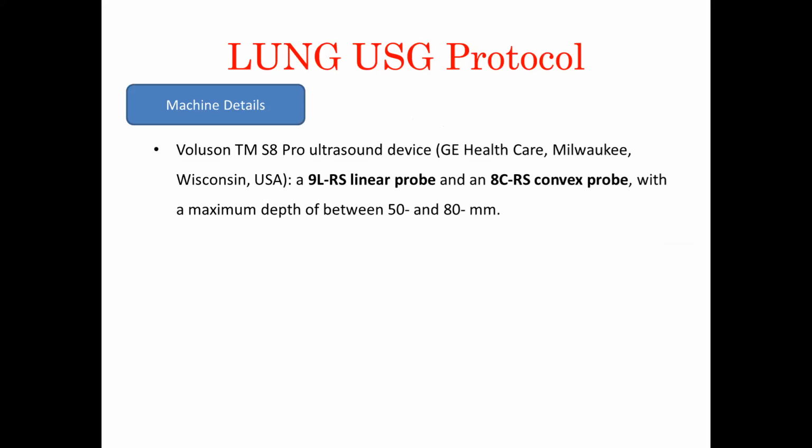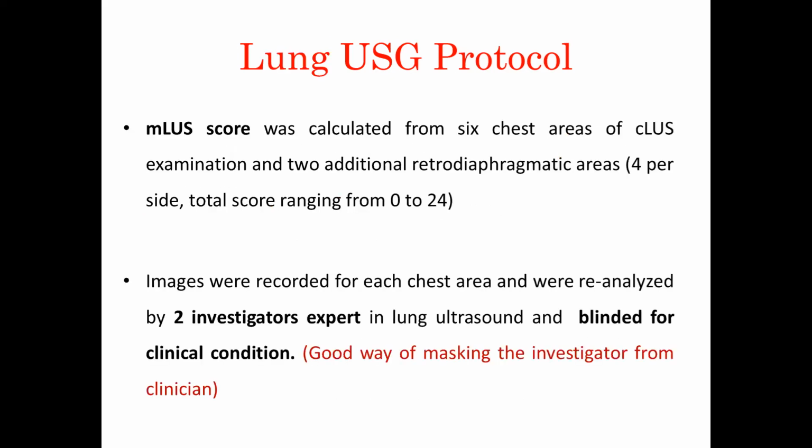The machine they used was the Wolfson TM Pro ultrasound machine with a linear and curvilinear convex probe. In modified lung ultrasound score, as we saw before, the classical 6 views plus 2 additional views were used with 4 per side and the score of 0 to 24. And they recorded these chest areas and analyzed them with 2 investigators who were experts in lung ultrasound and were blinded for the clinical condition.